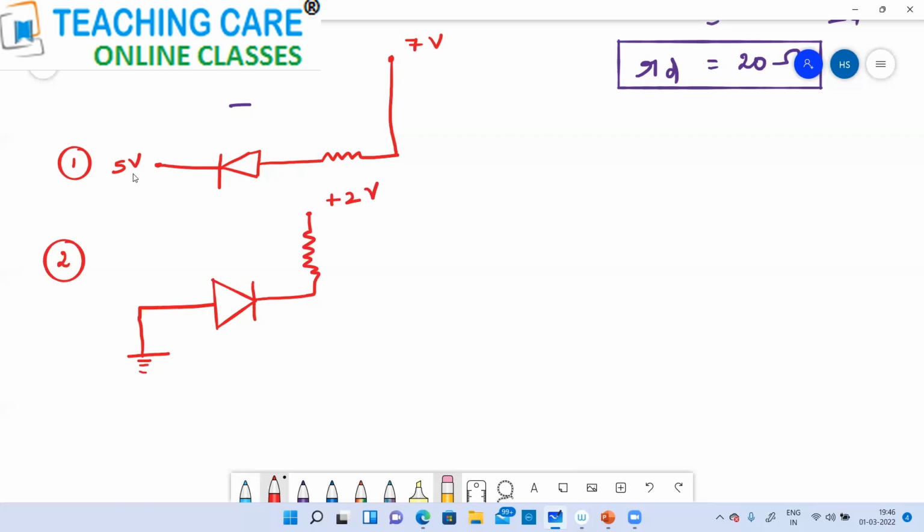It's grounded. Grounded means it is 0 volt. Now tell me. This would be reverse bias, no? Yes. Because the P side is lower potential, 0 volt, than the N side.